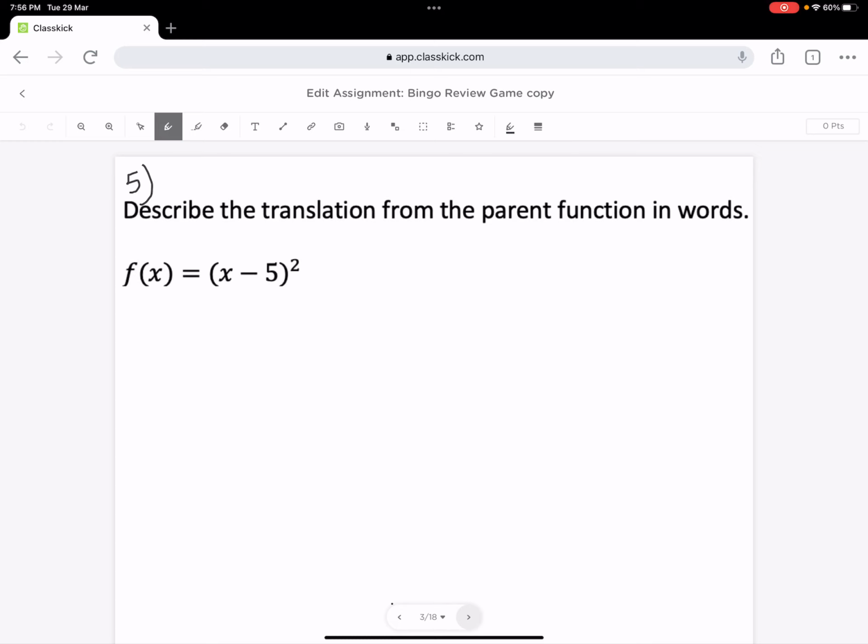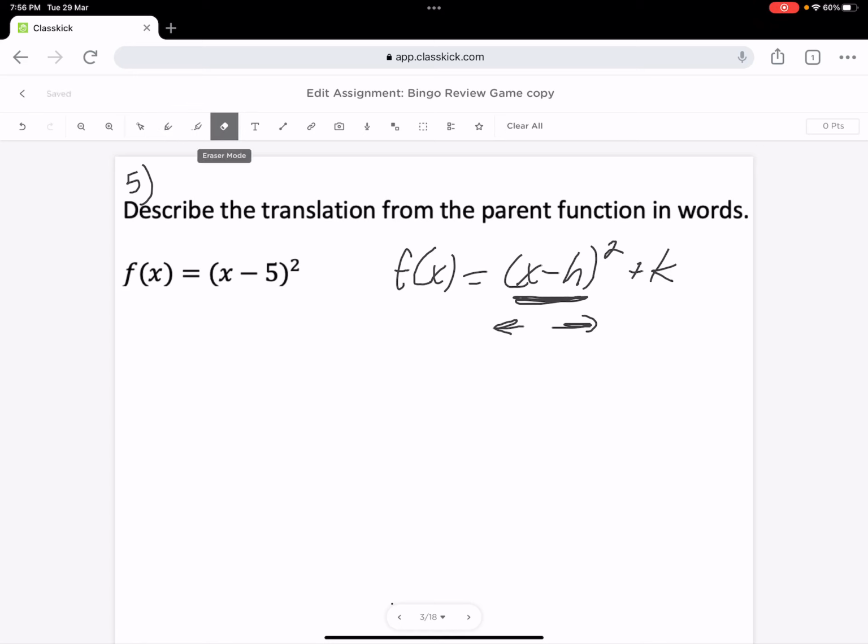So describe the translation from the parent function in words. So I see that nothing's being done outside of this square. So everything that's happening is happening inside the square, and it's part of the square. And as I wrote on the other problem, we have x minus h squared plus k, and when it's inside, it tells us how we move horizontally, left or right, and we go against the sign that we see intuitively. So when we see this, because our formula is x minus h, that actually means that that's a positive 5 that we see there. So this is actually telling me that we move right 5 units.